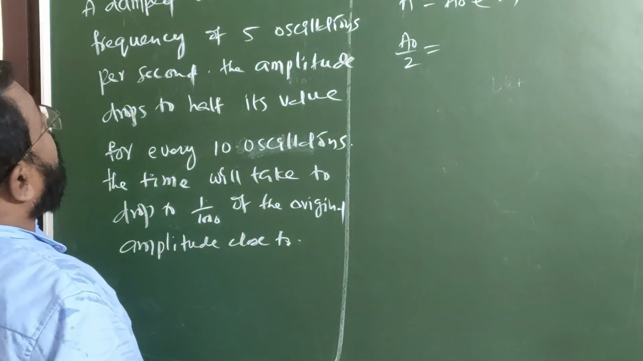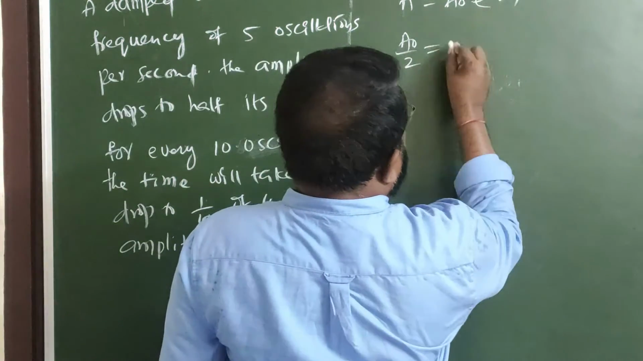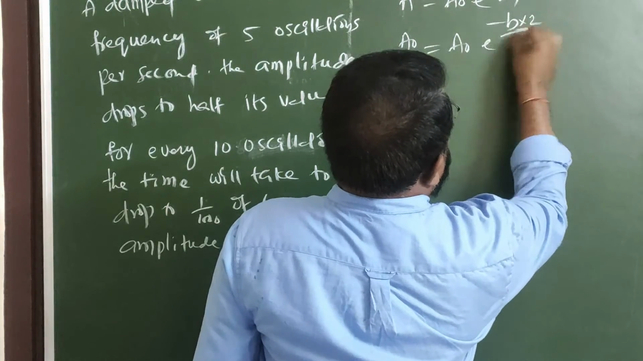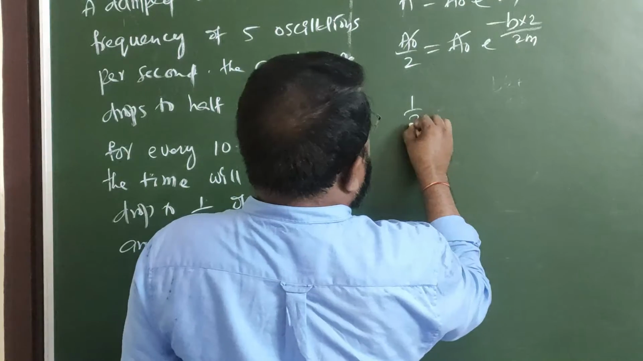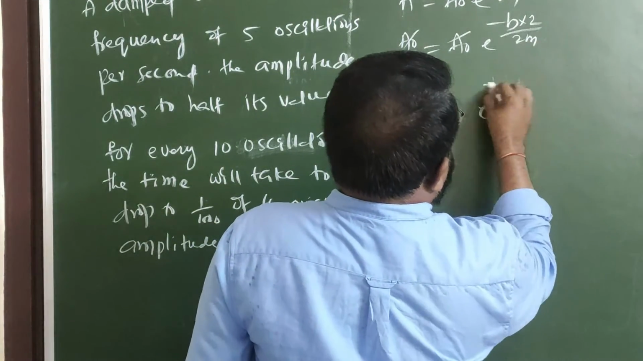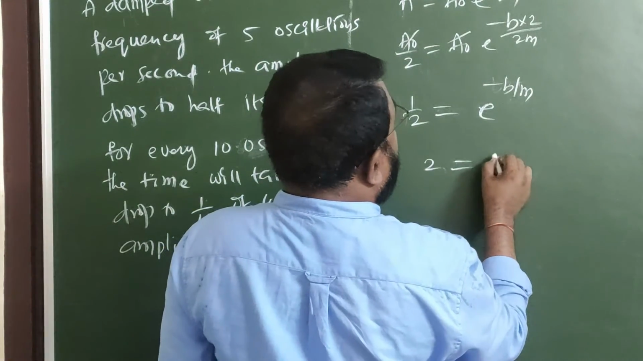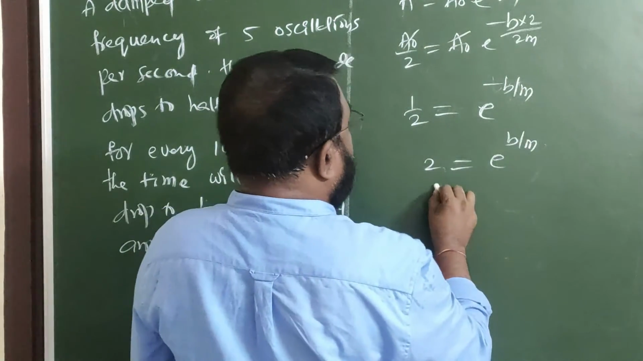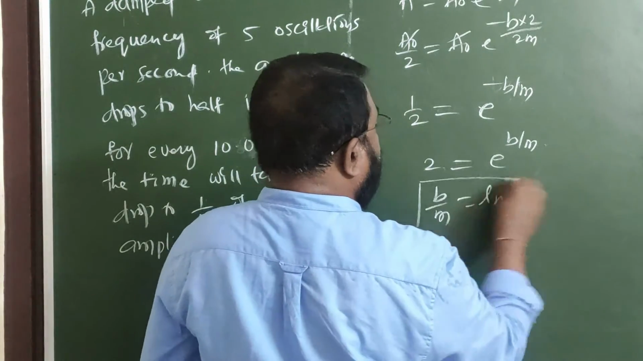A damped oscillator has 5 oscillations per second. The amplitude drops to half of its value in a time of 2 seconds. So minus b into 2 by 2m. Therefore A0 cancels. 1 by 2 is equal to e to the power of minus b by m. Therefore 2 is equal to e to the power of b by m. This becomes b by m is equal to ln 2.